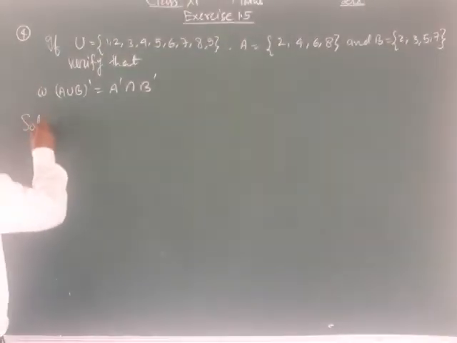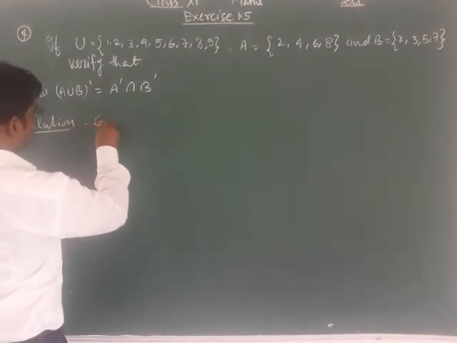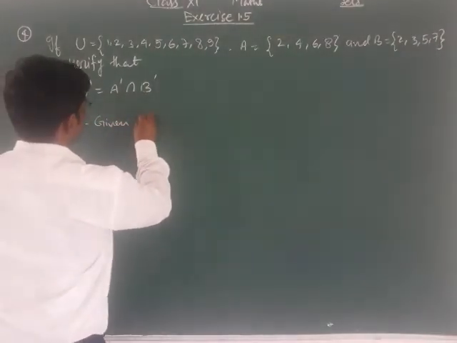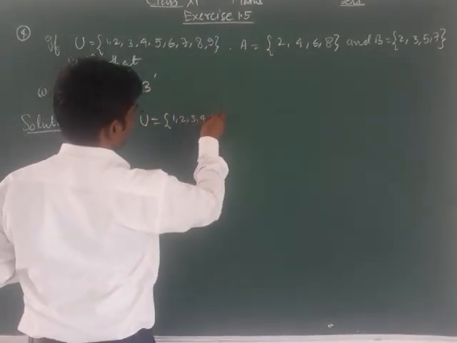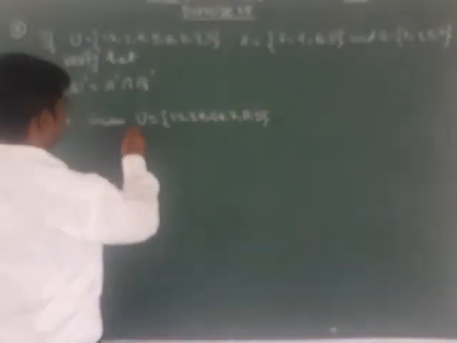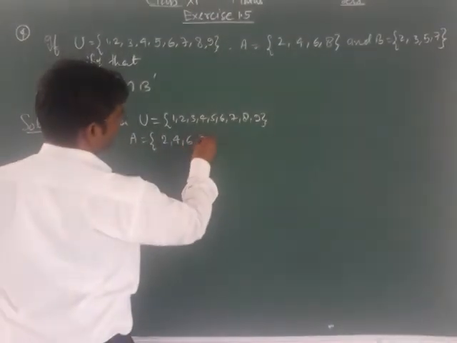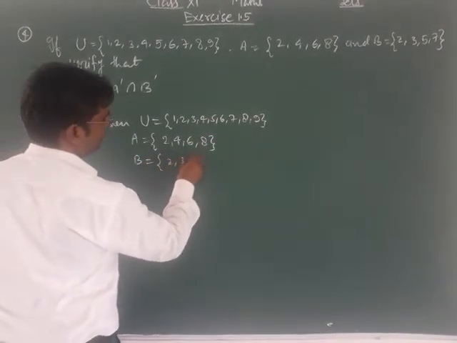Now, the solution of this question. Verify. So now U is given: U is equal to 1, 2, 3, 4, 5, 6, 7, 8, 9, and A is equal to the set 2, 4, 6, 8, and B is equal to the set 2, 3, 5, 7.